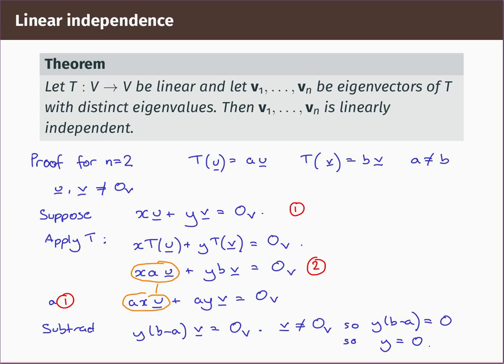Okay, similarly, we can get that x is equal to 0. And so we've shown that if we have any linear relation between u and v, so any equation of the form 1, then actually in that equation x and y must both be 0, and that proves linear independence of u and v. And we're done.